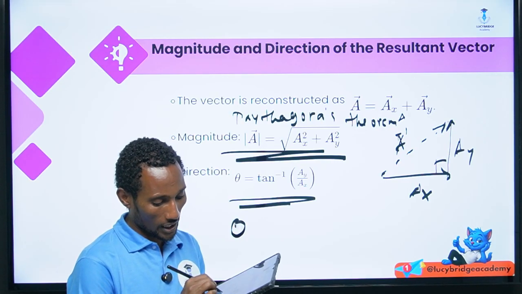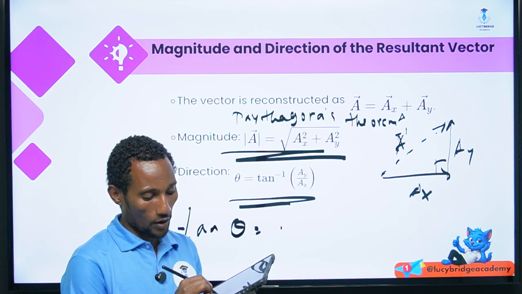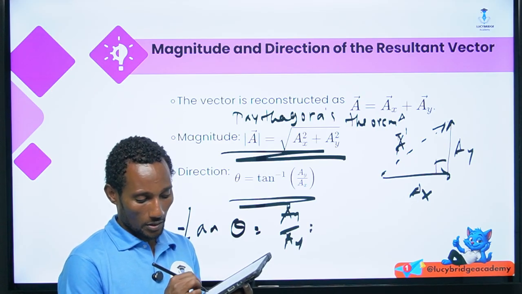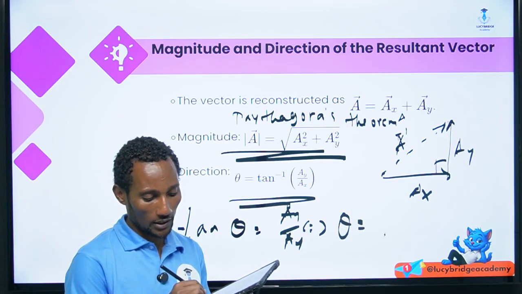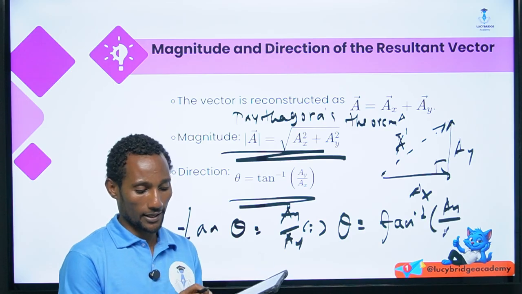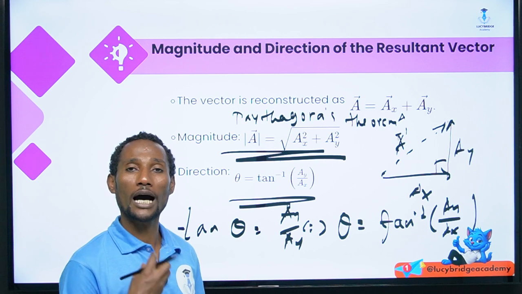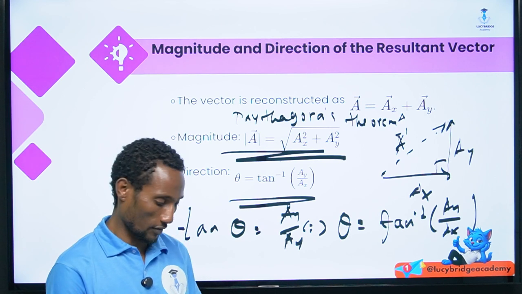So tan theta equals Ay over Ax, that is opposite over adjacent. This implies that the angle or direction is determined by theta equals tan inverse of Ay over Ax. This is the simplest form of calculating the magnitude and direction of a given vector.